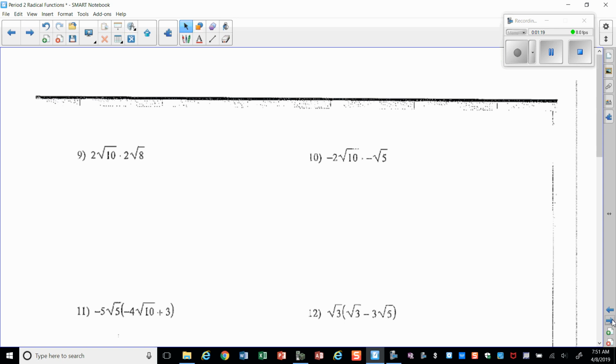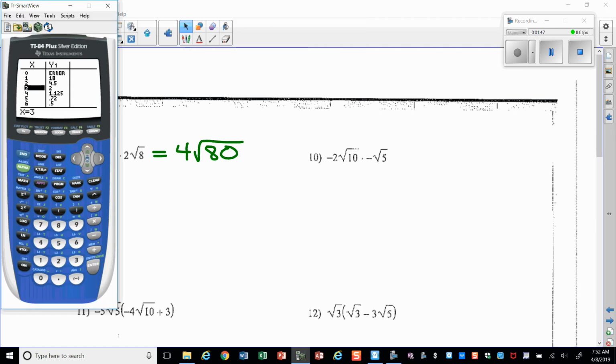So here we go. What's left, the numbers that are on the outside stay on the outside, get multiplied together. Okay, so I have 2 times 2, so that would be 4. All right, and then I have the square root of 10 times the square root of 8, so that's the square root of 80. You just multiply the outside numbers together, multiply the numbers under the radical together. And then now you have to simplify that radical.